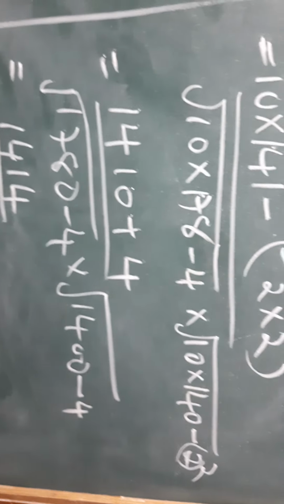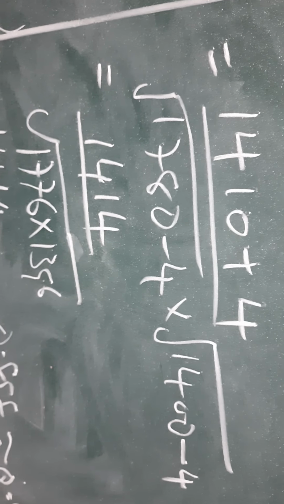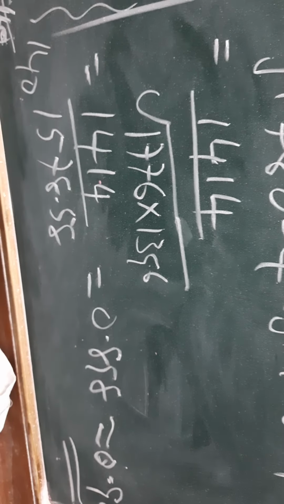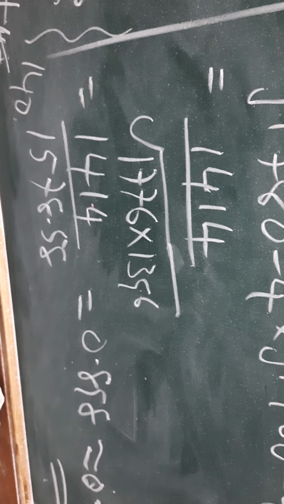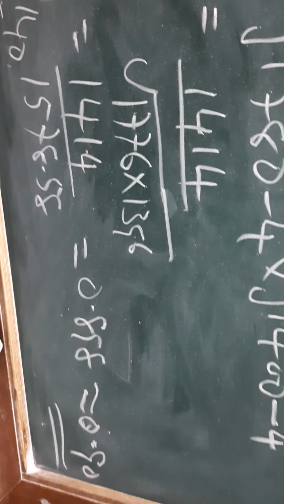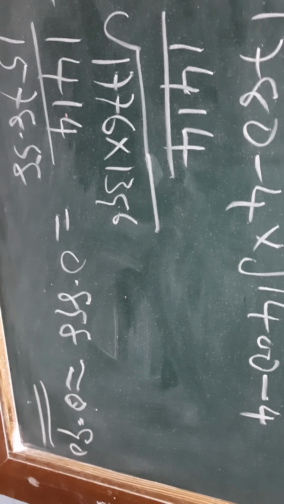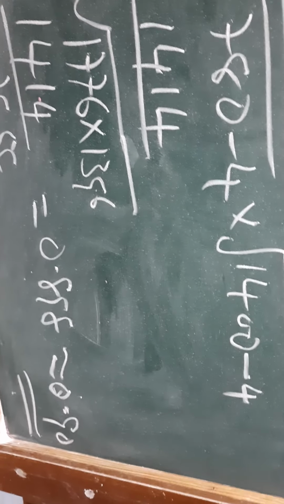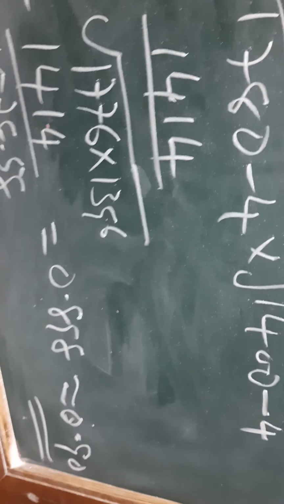And when you work out that, you will get it like this. Then it is further done as 1406 upon 1578.58, which is 0.898, approximately 0.9. So this is the coefficient of correlation in this particular case.